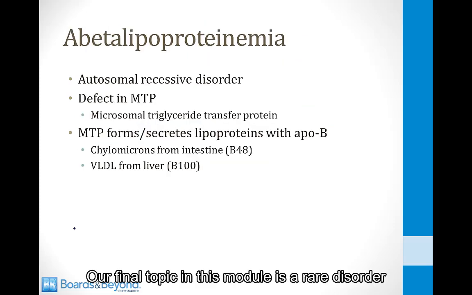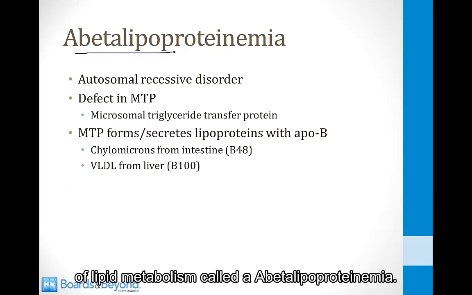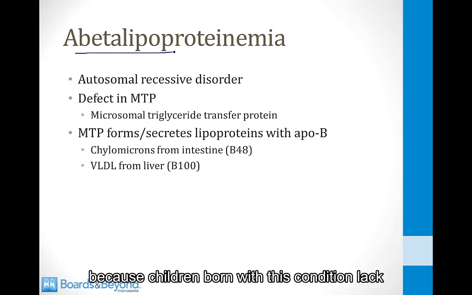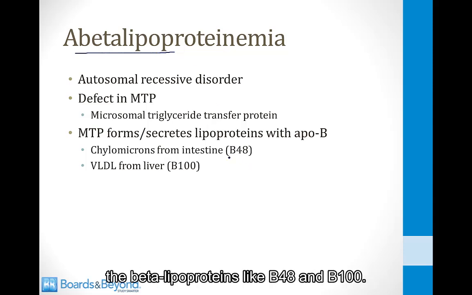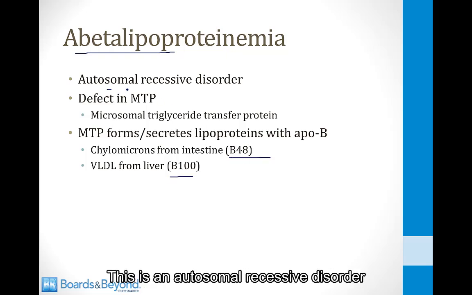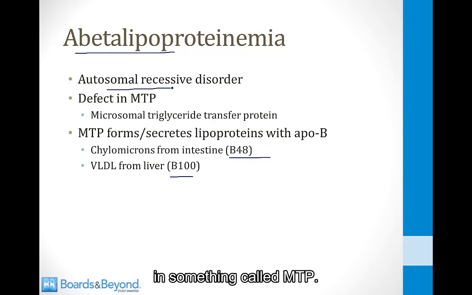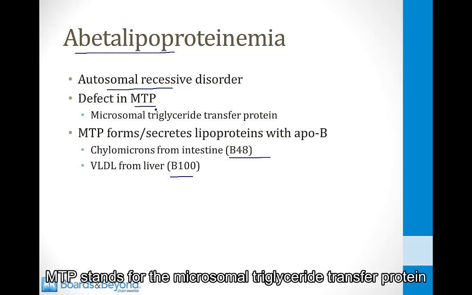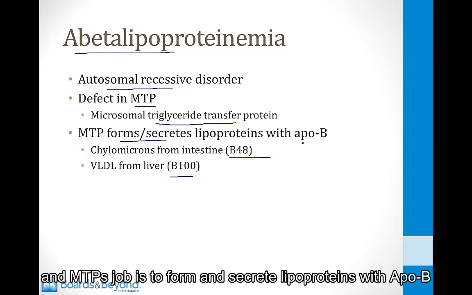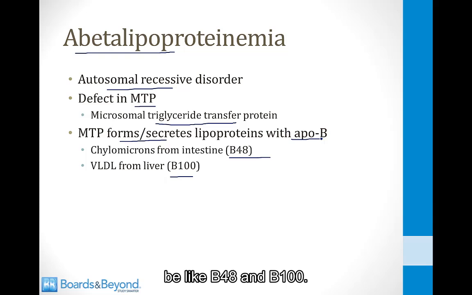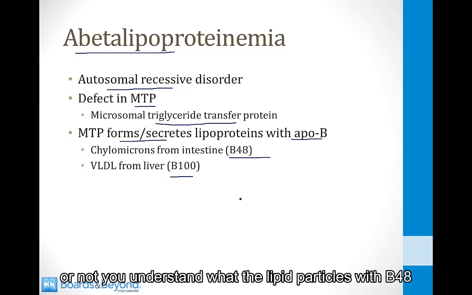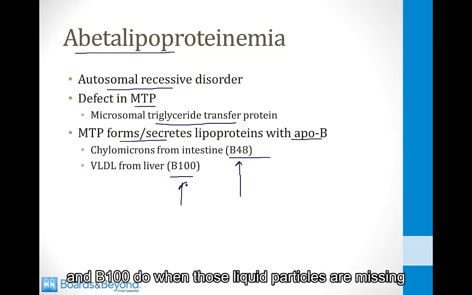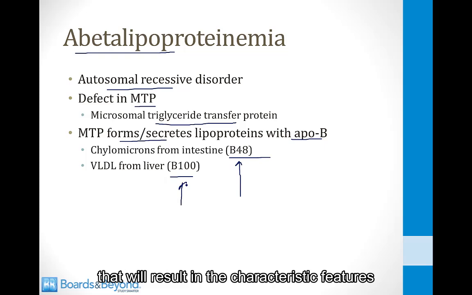Our final topic in this module is a rare disorder of lipid metabolism called A-beta-lipoproteinemia. This disorder gets its name because children born with this condition lack the beta lipoproteins like B48 and B100. This is an autosomal recessive disorder, and the underlying cause is a defect in something called MTP. MTP stands for the microsomal triglyceride transfer protein, and MTP's job is to form and secrete lipoproteins with ApoB like B48 and B100. This is a very rare disorder, but the reason it comes up sometimes on the USMLE exam is because they use it to test whether or not you understand what the lipid particles with B48 and B100 do. When those lipid particles are missing, that will result in the characteristic features of this disorder.